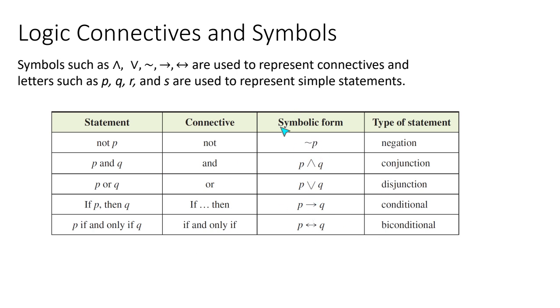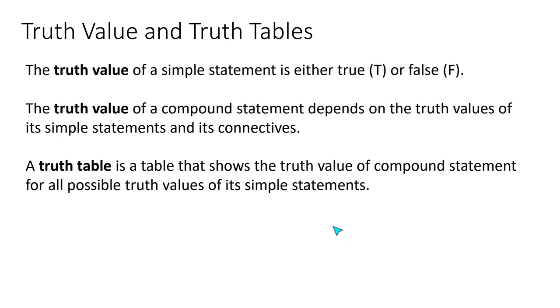So these are the symbols that we'll be using, and we'll refer to them as we go through the session. For these statements, we want to know whether they're true or false. The truth value of a simple statement is either true or false. As we discussed earlier, the truth value of a compound statement depends on the truth values of each of the simple statements and its connectives. We'll see examples of that in a little bit, and then we can use a truth table to put it all together so that we can see what the truth values are going to be.